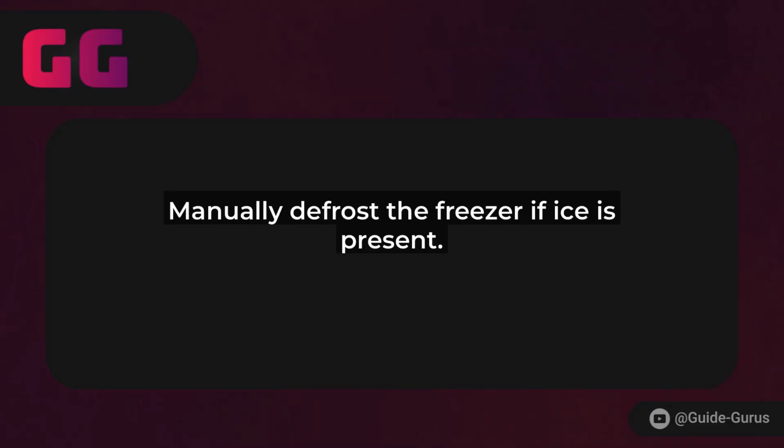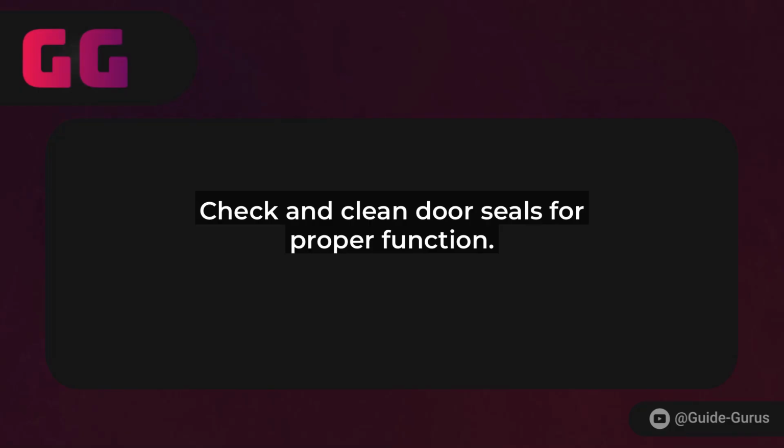Let's get into fixing it. Start by unplugging your fridge for about 5 minutes to reset the system. This works wonders sometimes. Once it's back on, check for any visible ice buildup in the freezer and manually defrost it if needed. Use a hairdryer on a low setting to melt the ice, but be careful not to damage any components. Next, inspect the door seals for any cracks or dirt and clean them thoroughly.